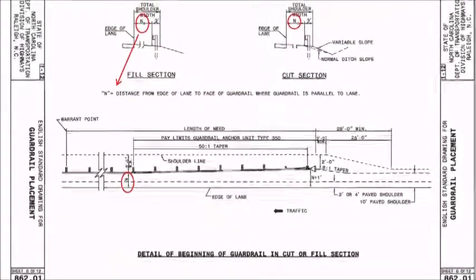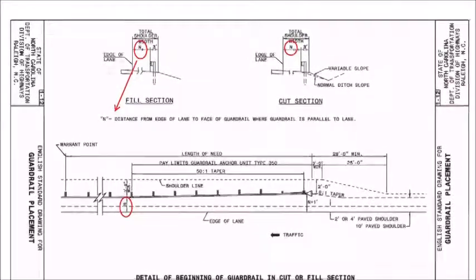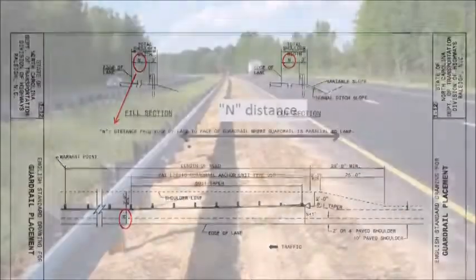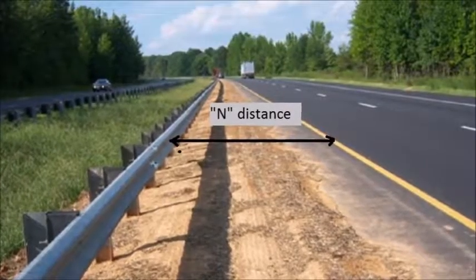The end distance is defined as the distance from the edge of the nearest travel lane to the face of the guardrail. The end distance for this roadway is 16 feet.